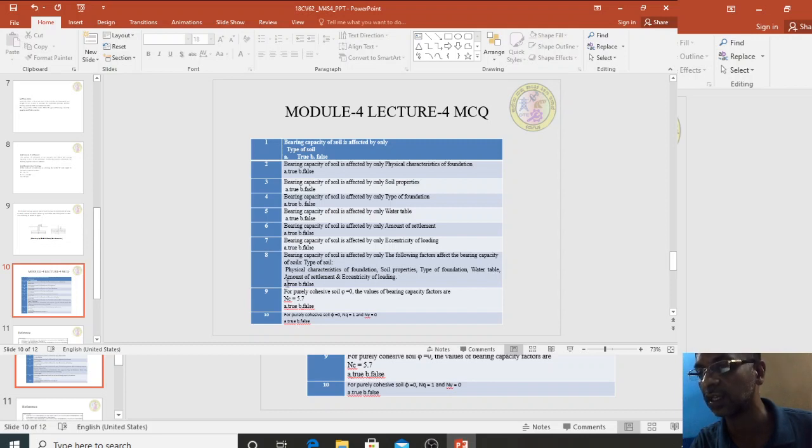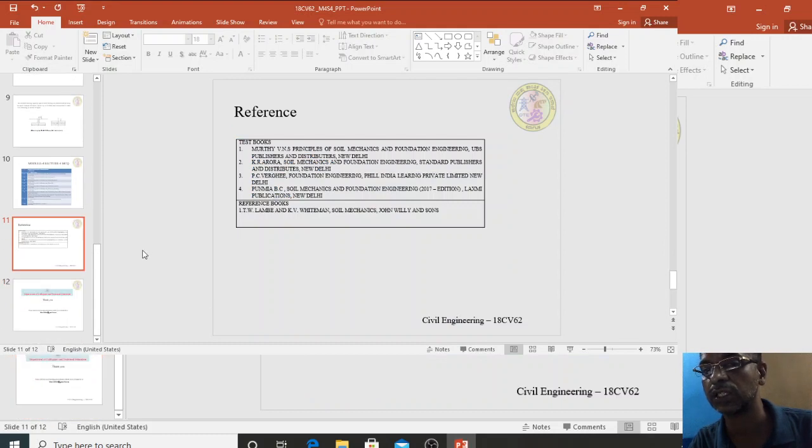That is A. Next question: for purely cohesive soil phi is equal to 0, the value of bearing capacity factor Nc is 5.7. For purely cohesive soil phi is equal to 0, Nc, Nq and Ngamma are equal to 0. That is false. So these are the list of references we have taken for preparing this material.